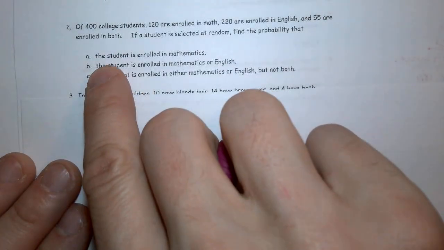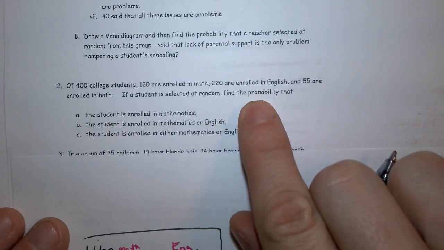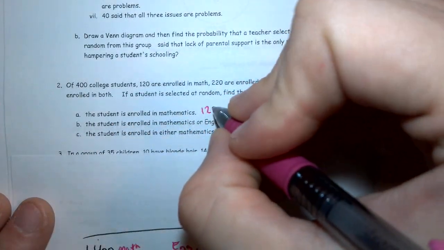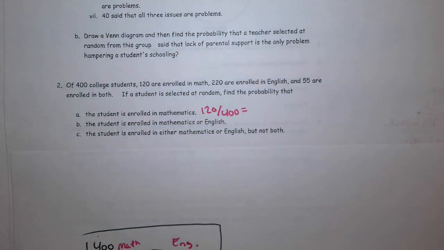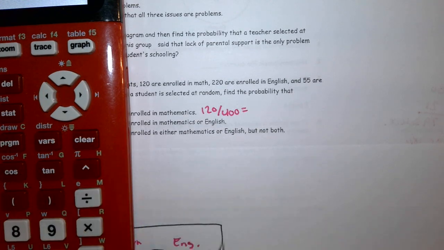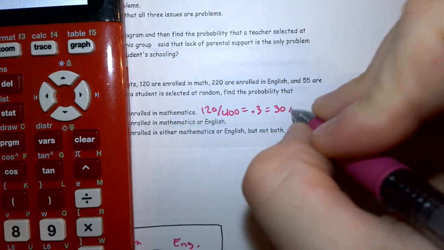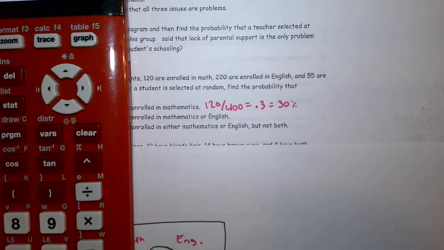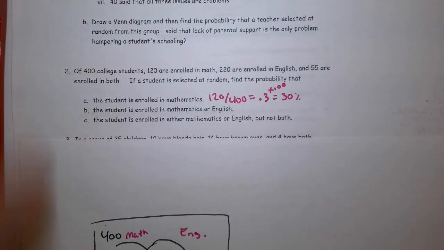All right. The students enrolled in mathematics. If a student is selected at random, find the probability that a student is enrolled in mathematics. That would be 120 out of 400. We didn't even need the Venn diagram to do that. 120 divided by 400 is 0.3, which is 30%. Which, by the way, for you guys wondering, you can also multiply by 100 to get the percent. You can always multiply by 100 and it tells you the percent.